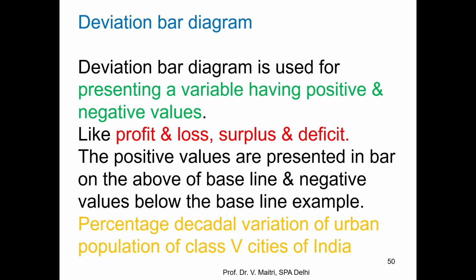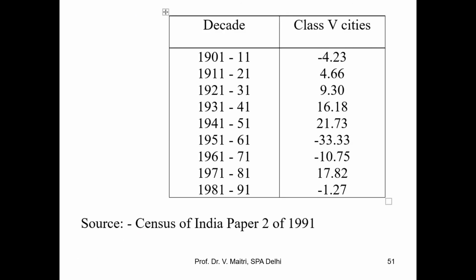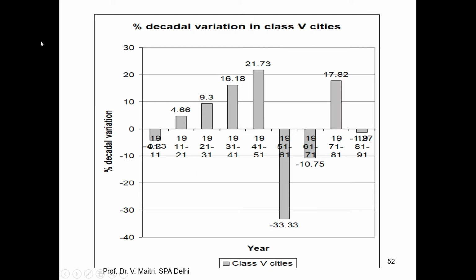So the data is percentage decadal variation of urban population of class 5 cities of India. Now we are going to show it. In decadal growth, class 5 cities, 1901 to 1911, minus 4.23, plus minus, 51 to 61, big loss. 61 to 71, again negative. 71 to 81, we increase. 81 to 91, decrease. So then one can study how the population is increasing or decreasing. This is from the 1991 census. So this is a decadal growth.